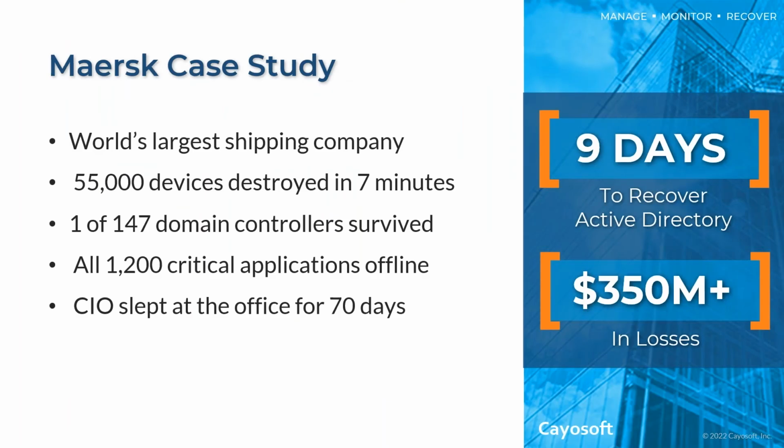Oops, sorry about that. Let's look at Maersk. This happened quite a while ago. They're the world's largest shipping company. You see Maersk containers all over the place, on TV and videos, etc. The ransomware attack that they got hit with destroyed 55,000 of their devices in less than 10 minutes. They had one domain controller that lived, meaning it was either offline or protected in another way, or had replication not hitting it. All of their 1,200 applications that were connected to Active Directory went offline because Active Directory was gone. And the CIO ended up sleeping in the office for 70 days while they tried to recover it.